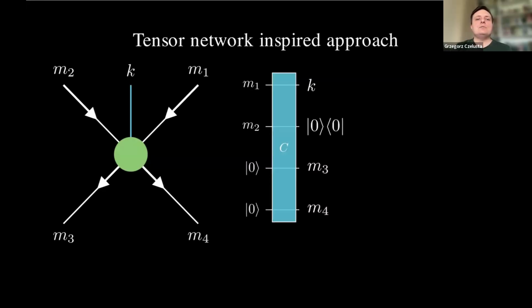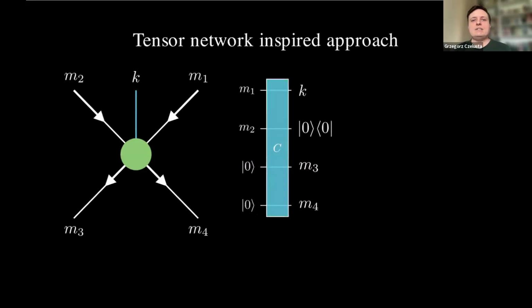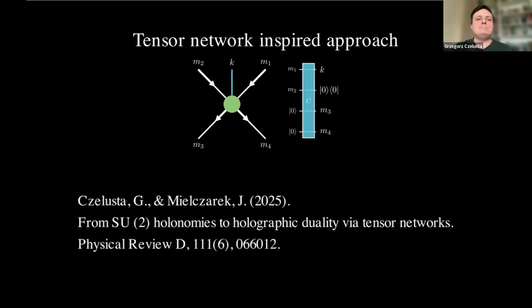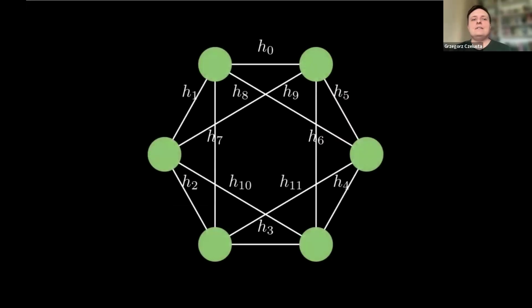And for each possible combination of incoming and outgoing links, so lower and upper indices, we can prepare a dedicated quantum circuit, and the explicit construction of all of these circuits is given in this paper. And using this tensor network inspired construction, we can generate spin network states more efficiently. Before I move to the complexity, now there is one remark.